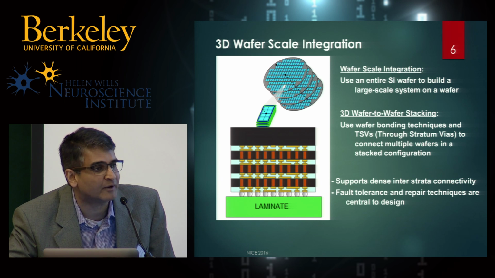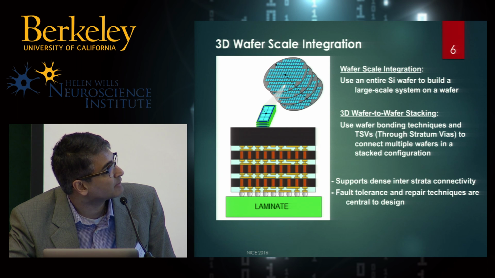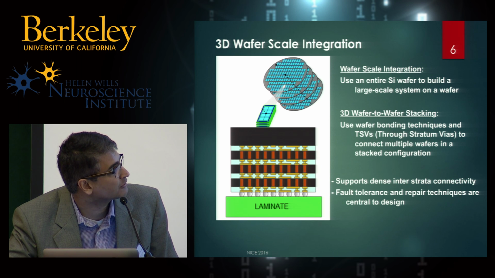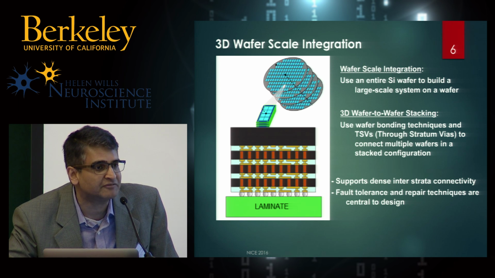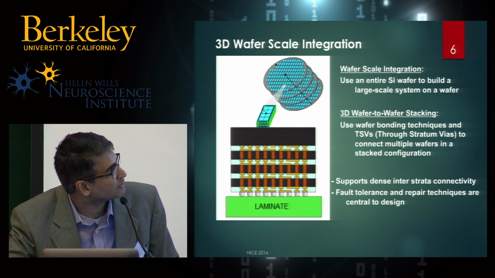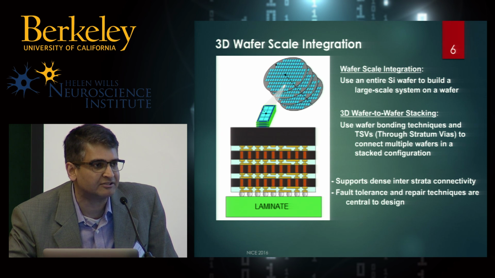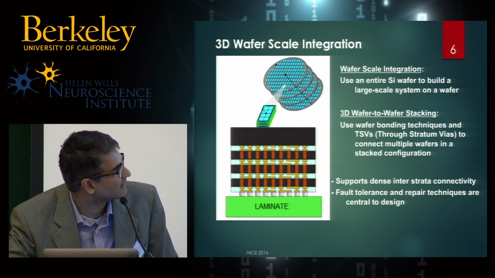So again, the basic idea of wafer scale integration is to realize an entire system on a wafer using a full silicon wafer. We're using 300 millimeter wafers. You could use 200 millimeter wafers also. But not only that, once you've made an entire system on a wafer, you can scale the system by stacking. What we do is use wafer-to-wafer bonding techniques and through-stratum vias to connect multiple wafers in a stacked configuration. This allows us to support very dense interstrata connectivity. The reason is that we can thin these wafers down, which allows us to preserve the aspect ratio of these TSVs. And when we do that, we can make these very, very dense.